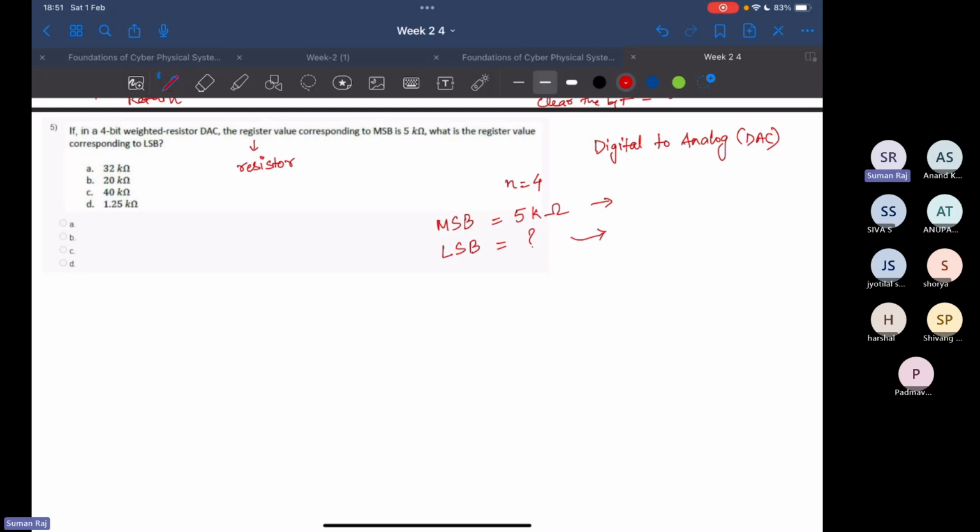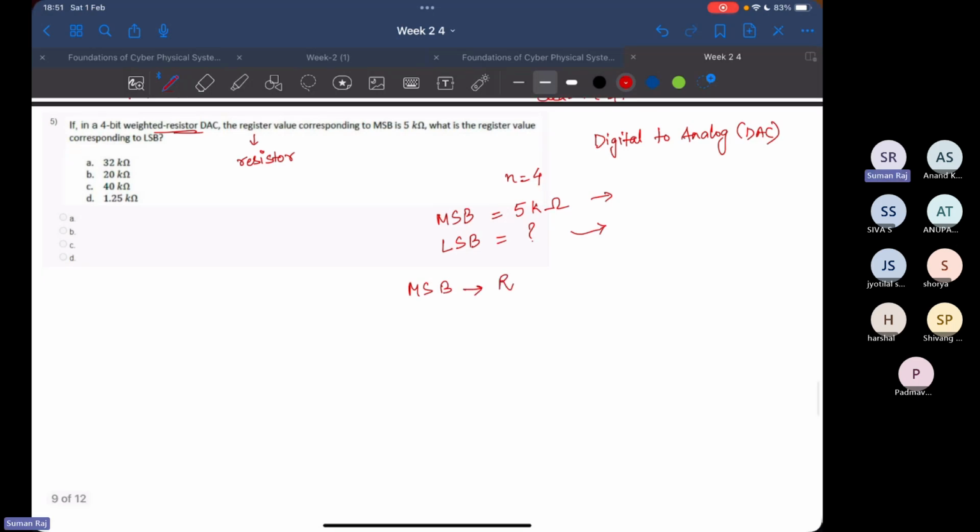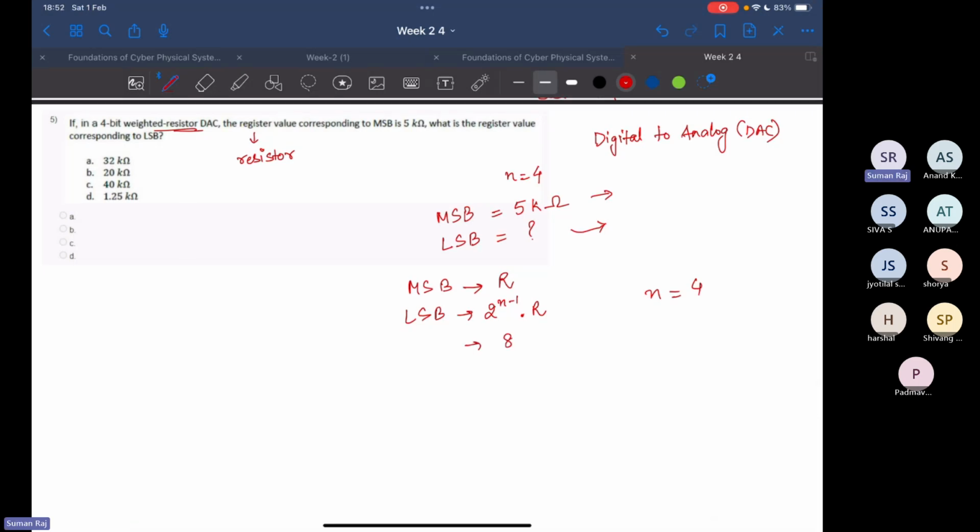Okay. So what does this weighted resistor DAC say? Resistor. Yeah, that is correct actually. So a weighted resistor DAC says that your MSB is always equal to R, and your LSB is equal to 2 to the power n minus 1 into R. That's how you keep increasing the resistance values. All right, so if your n is equal to 4, what is this LSB? It is going to be 8 into R, right?